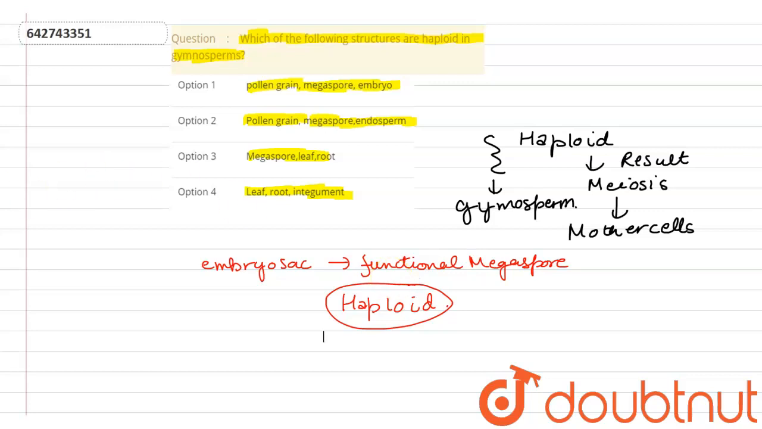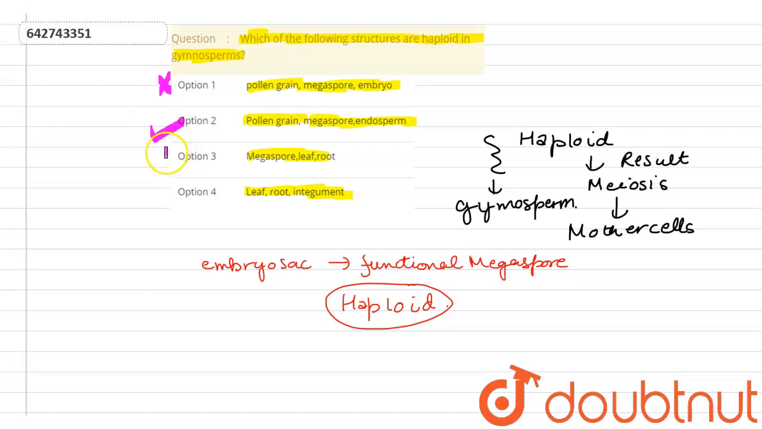So, now let's proceed to all the options given. Option number 1 says pollen grain, megaspore, embryo. No, this is not the correct option. Option number 2 says pollen grain, megaspore, endosperm. Yes, this is the correct option.